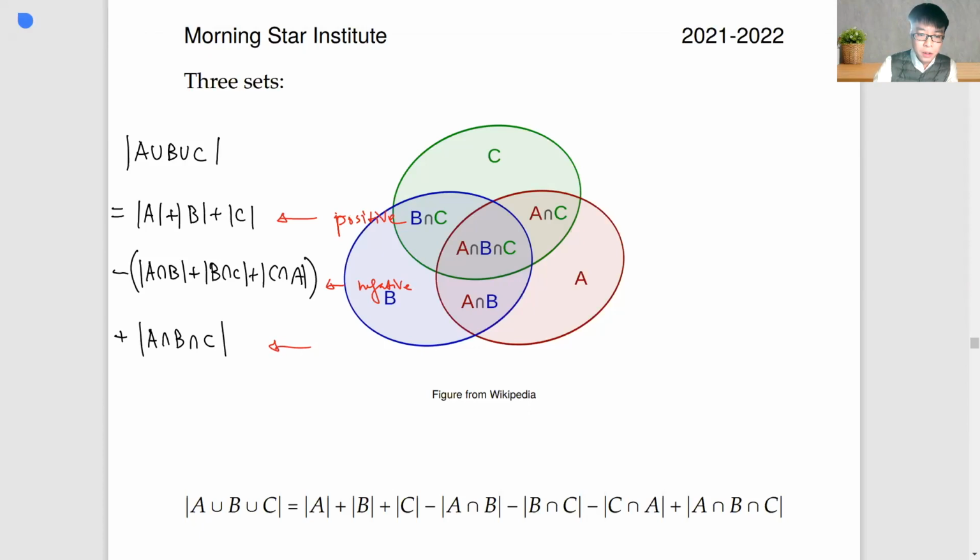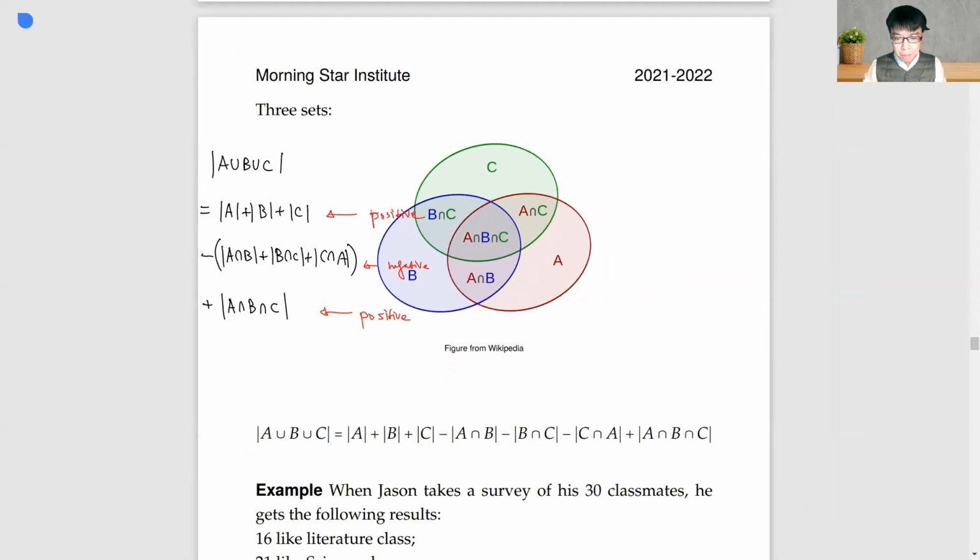Third one, we have a positive again. So this is always true in the inclusion exclusion principle: plus, minus, plus. It's not too hard to memorize that. Plus single set, minus two-set intersection, plus three-set intersection. The formulas get more complicated for 4 sets, 5 sets, but always follow the same pattern. So this is the formula.